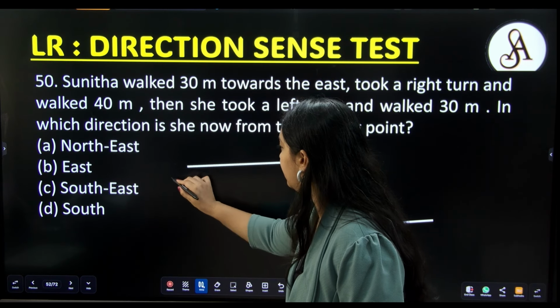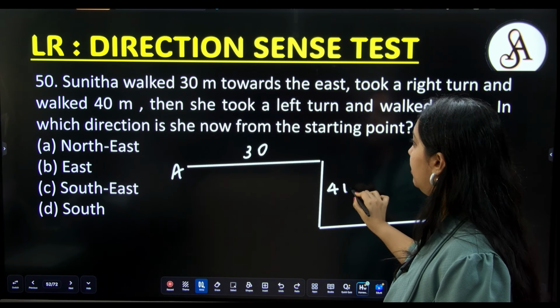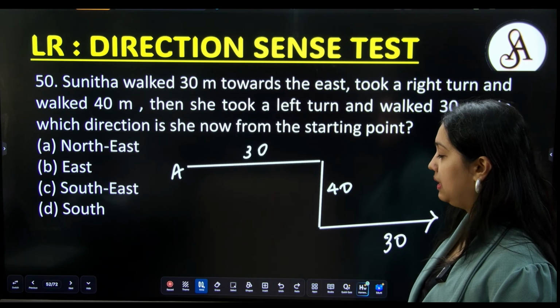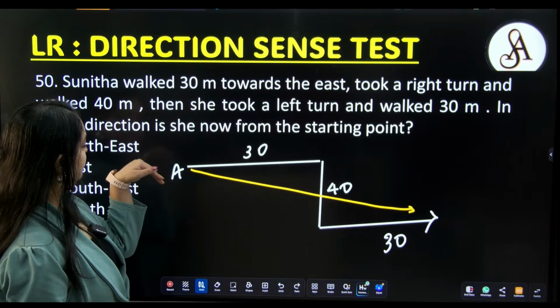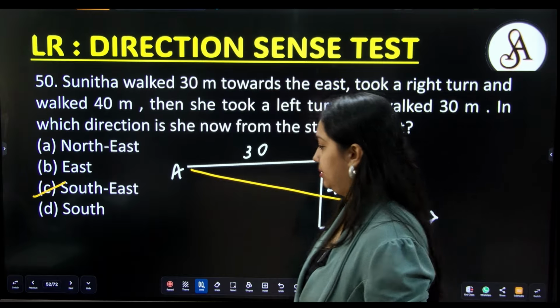This is the ending point. Okay. 30, 40 and 30 meters. In which direction is she from the starting point? So if I draw a direction from here to here, this is southeast direction. Option C is correct.